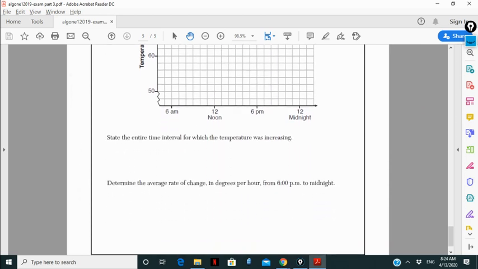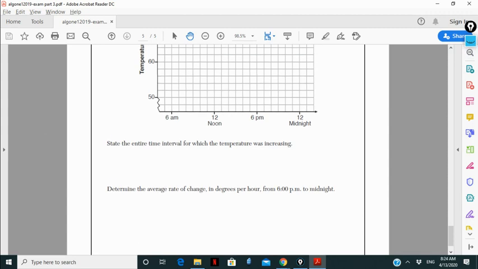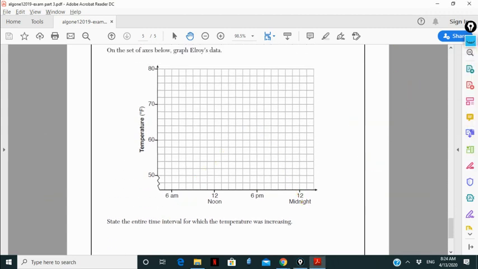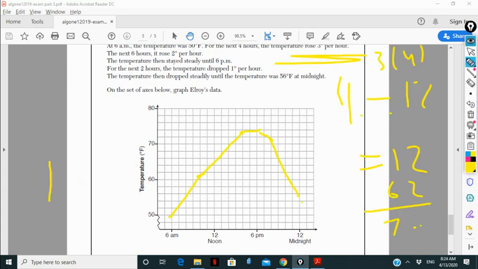Yeah. This is the entire time interval for which it was increasing. So the temperature was increasing starting from 6 a.m. to 4 p.m.